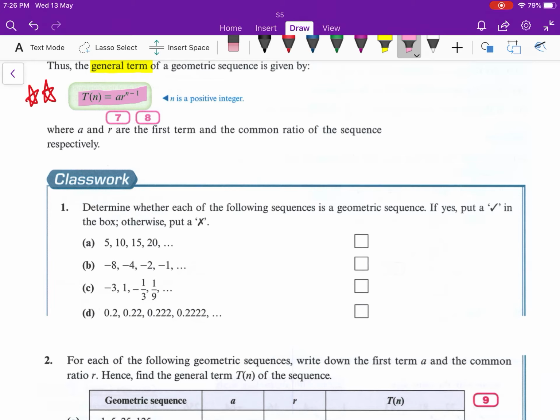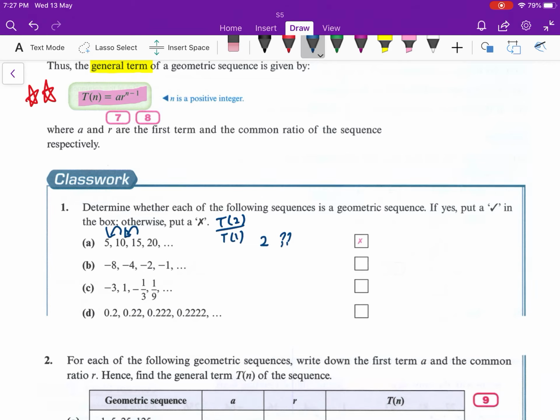First one. Are they GS or not? I hope you still remember how we define it. Super easy, using the next one divided by the previous one, okay? We find that 10 divided by 5, yes, it's 2. Then 15 divided by 5, is it 2? No, it seems that it's not 2. So is it a GS? No, it's not a GS. Okay, now let's look at the next one.